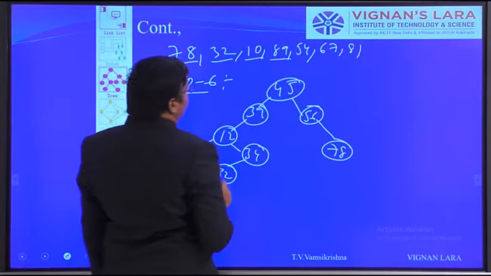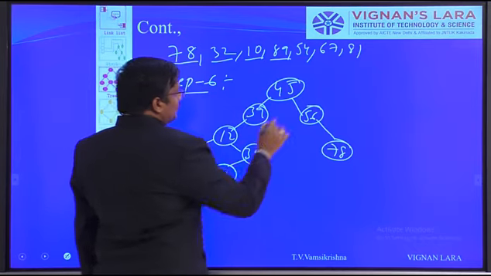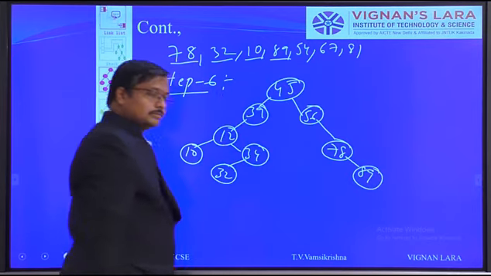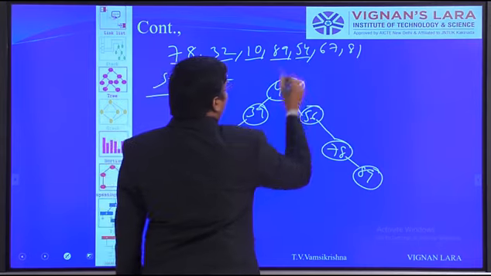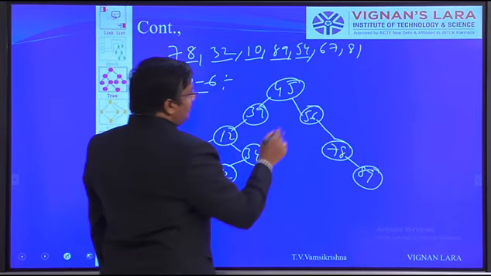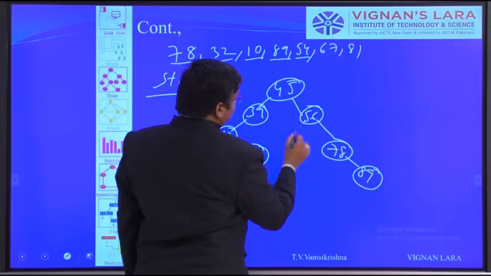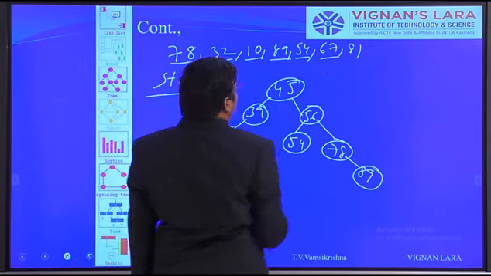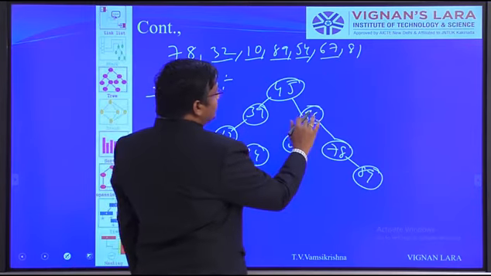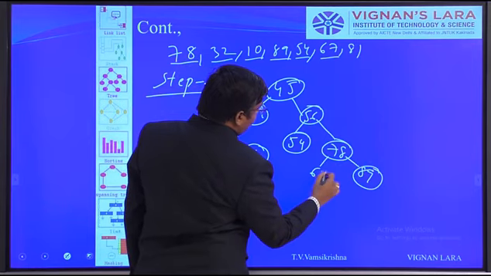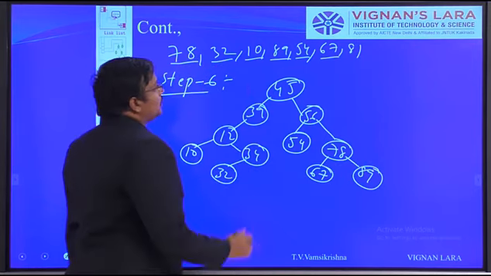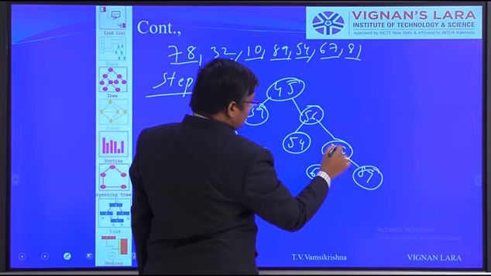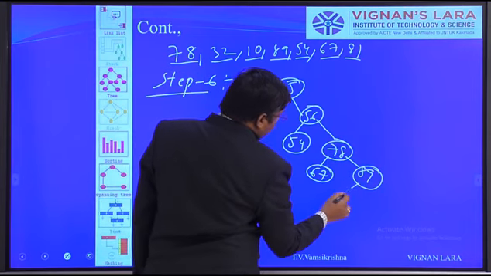Next 89, compared to 45 greater, 56 greater, 78 greater. So 89 is inserted here. Next 54, compared to 45 greater, compared to 56 less, so as a left child. Next 67, compared to 45 greater, 56 greater, 78 less. So inserted. At last 81, compared to 45 greater, 56 greater, 78 greater, 89 less. So 81 goes to the left of 89.